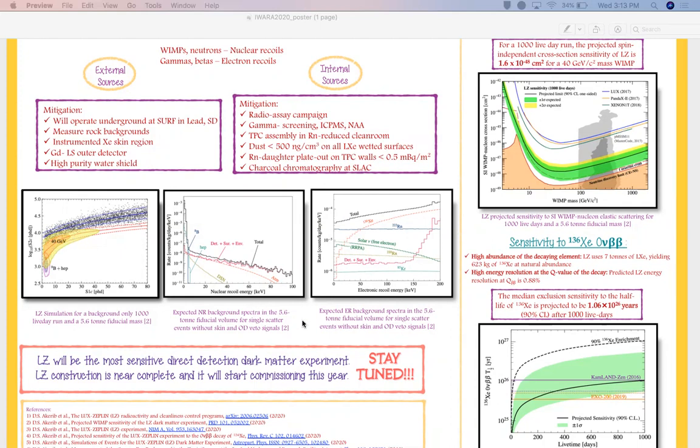Now, these two plots show the spectral contributions to the electron recoil and nuclear recoil backgrounds for unvetoed single scatter events inside the fiducial volume, without the application of any energy region of interest or detector efficiency cuts.